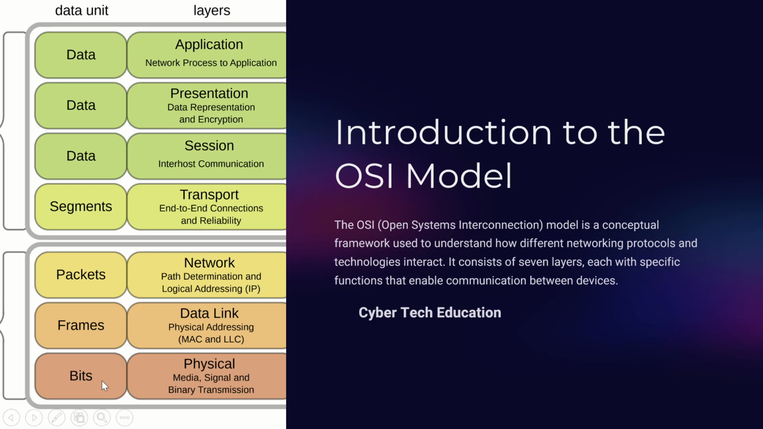The physical layer comes under bits. It may be media, signal, and binary transmission. Then the data link layer, or physical addressing, or we can say MAC or LLC. It's a framework. Then packets, which are communication packets: the network layer, path determination and logical addressing, or I can say IP. Then the data unit is segments, and it comes under transport: end-to-end connections and reliability.